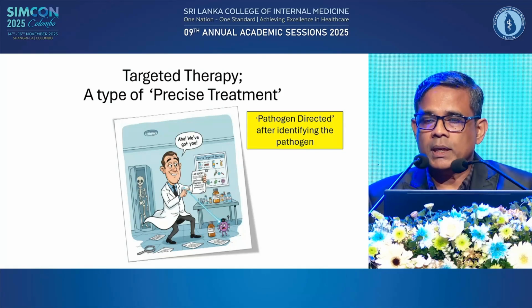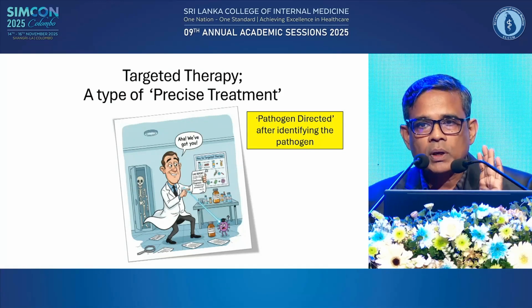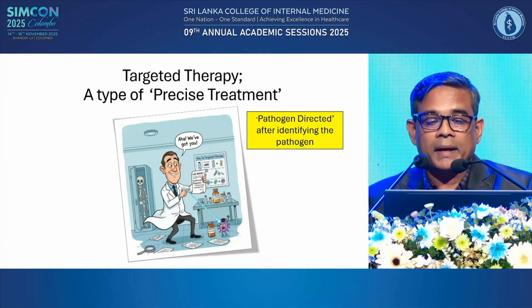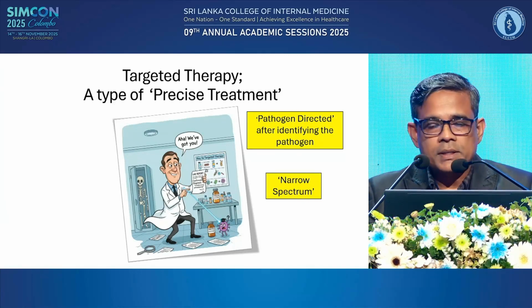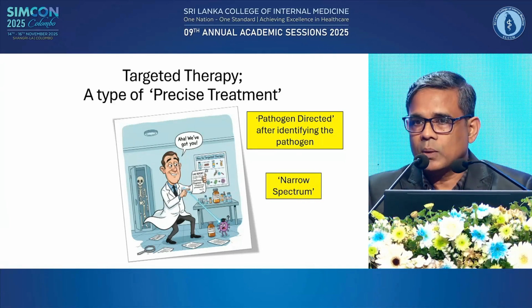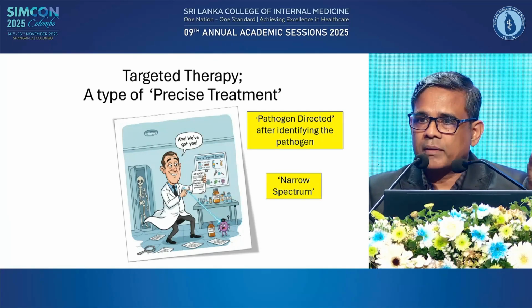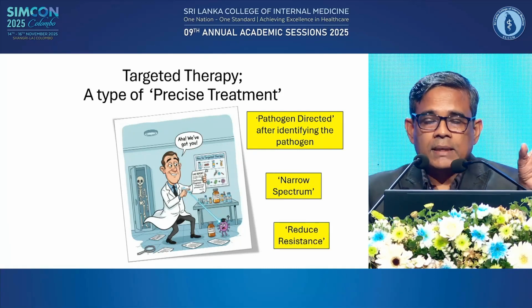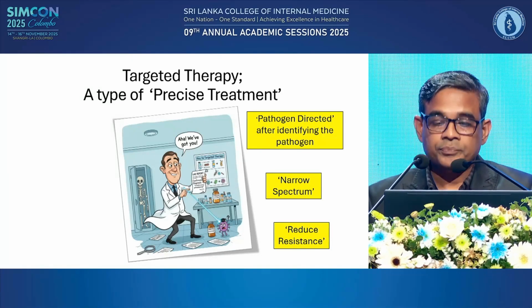If you ask me, what is the best form of treatment? What is the gold standard treatment? I would tell you it is the pathogen-directed therapy, which is the targeted therapy. Basically, targeted therapy is focused on a particular organism. Therefore, you can use the narrowest possible spectrum of antibiotics to treat the patient, and it will reduce the development of resistance.